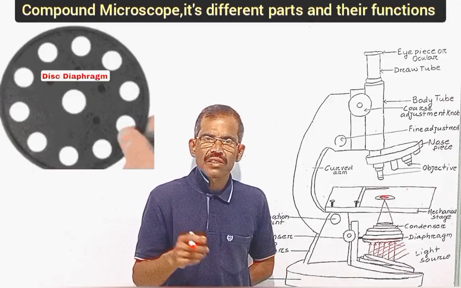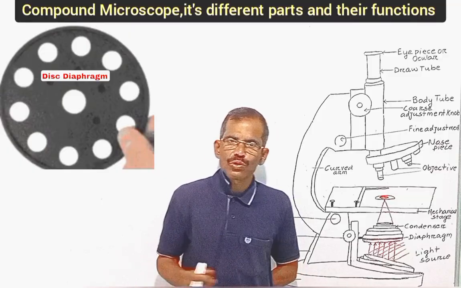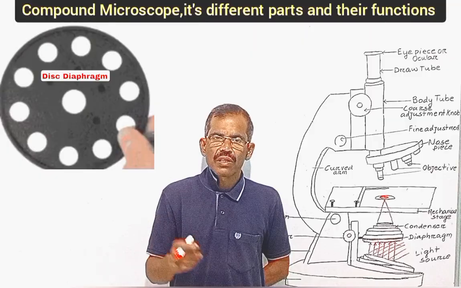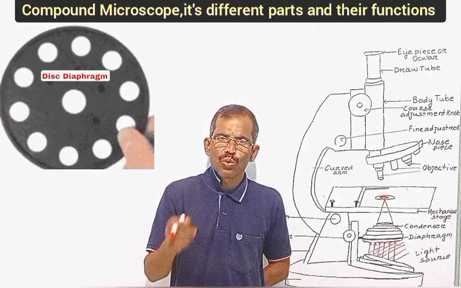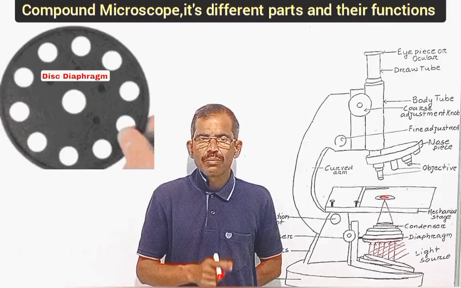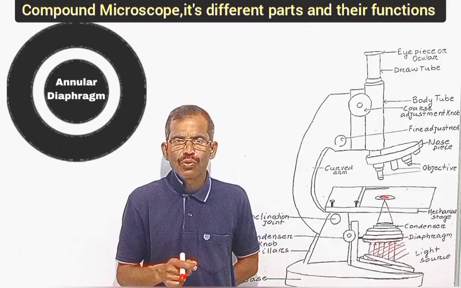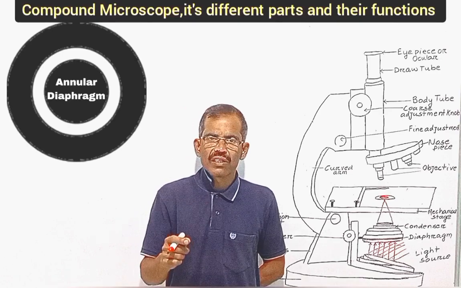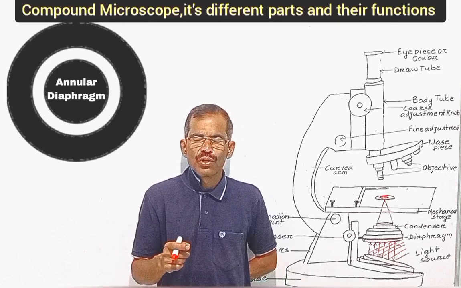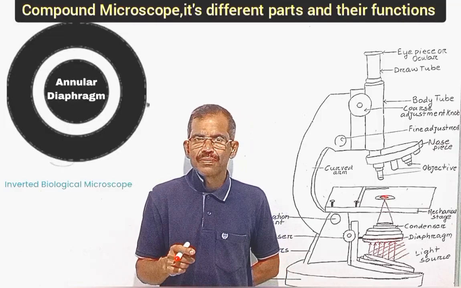Number three, disc diaphragm, which is used in school level microscopes. It is a disc-shaped structure containing several fixed holes of different sizes, and the disc can be rotated to change the aperture. Number four, annular diaphragm, which is used in phase contrast microscopes for viewing living unstained specimens.